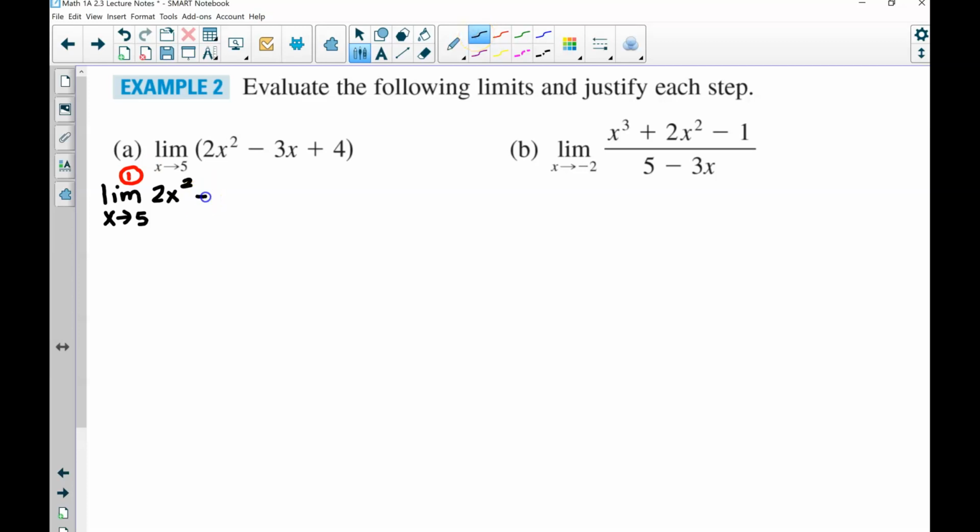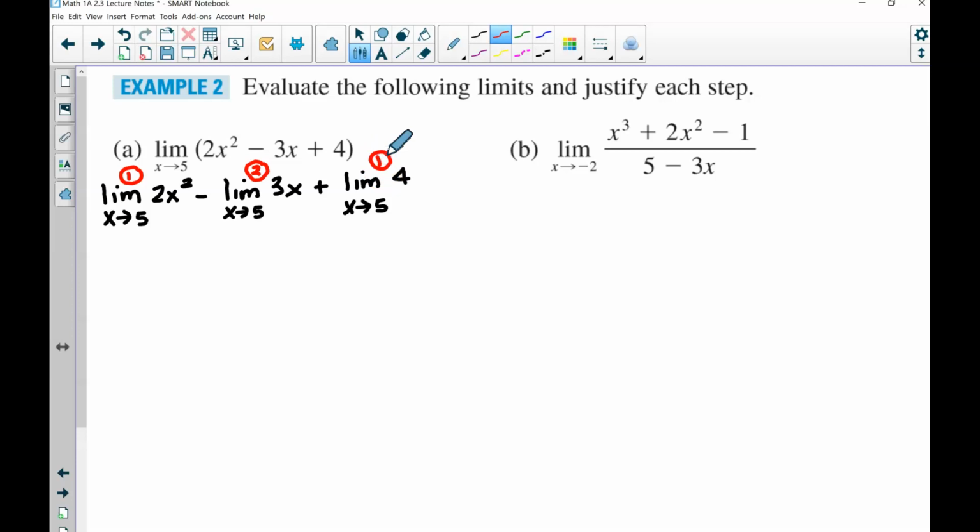Then we are going to subtract the limit as x approaches 5 of 3x. And again, justifying what rule is this, which is rule number 2. Okay, and then we have plus the limit as x approaches 5 of the value of 4, and therefore that represents step number 1.